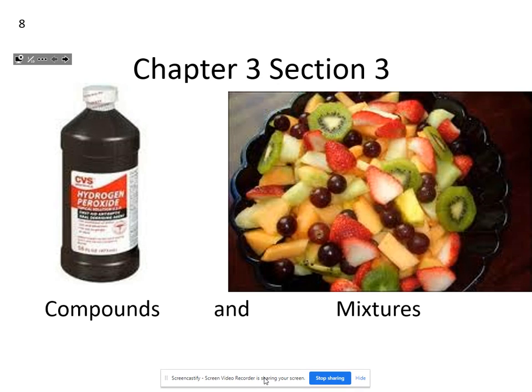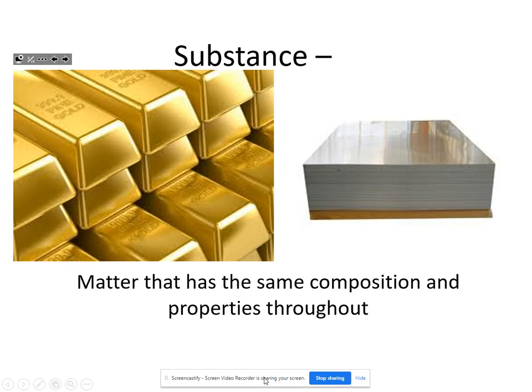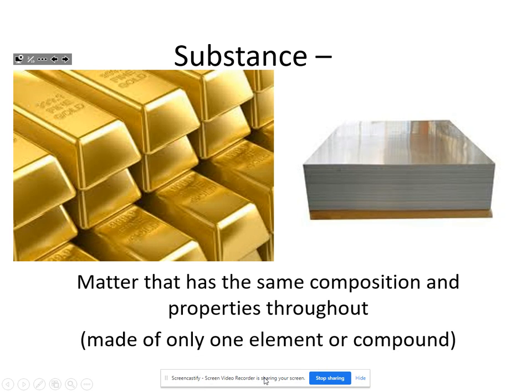All right, so substance. We have to first know what a substance is. That is matter that has the same composition and properties throughout. Well, that's something like the gold you see here, the metal. That is what a substance is. It is all the same all the way throughout. It is pure, what they're going to call it. It's made of only one element or compound.